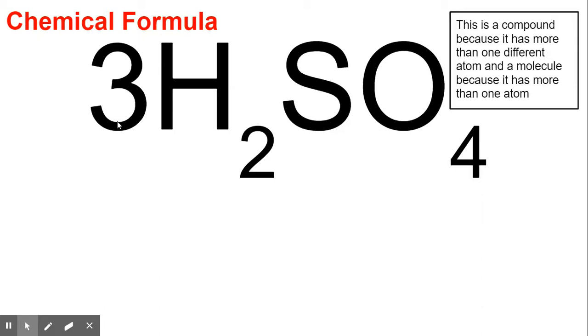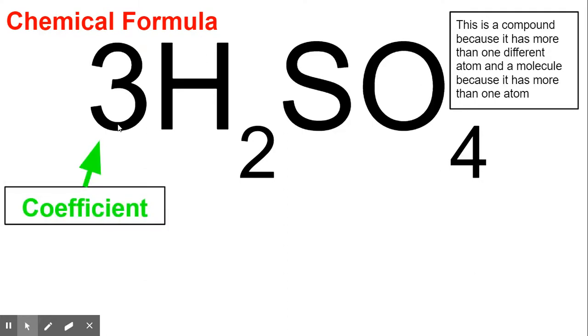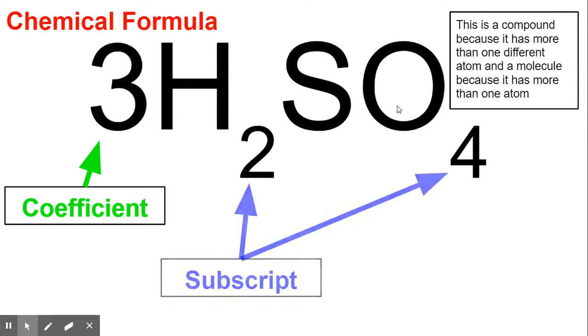And we'll talk about what this 3 means here in just a minute. That's the coefficient. What the coefficient does is it tells us that we have 3 molecules of H2SO4, or sulfuric acid. And we'll talk about how we use the coefficient in counting of atoms in just a second. So these two small numbers down at the bottom again are subscripts, and these numbers apply only to the element that they're next to.